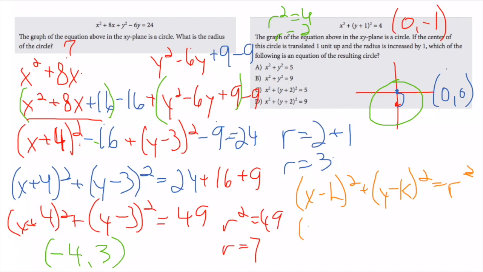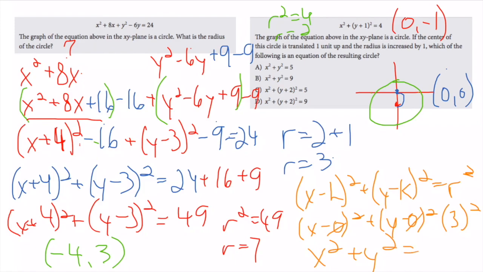So let's plug in what I know. h is 0, k is 0, radius is now 3. So these don't matter anymore. I'm just left with x squared plus y squared equals 3 squared, which is 9. So B.